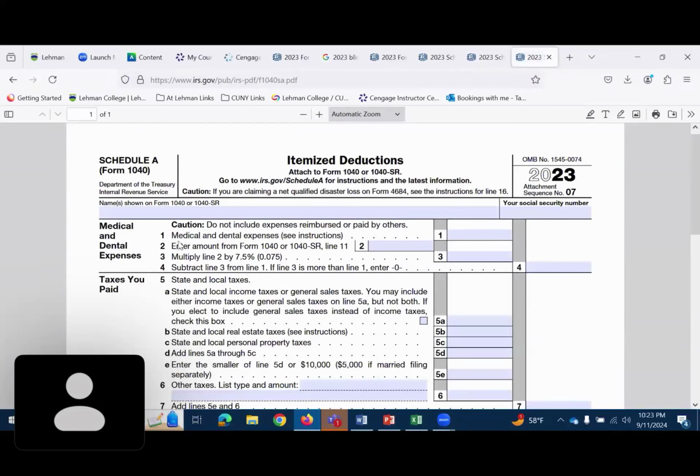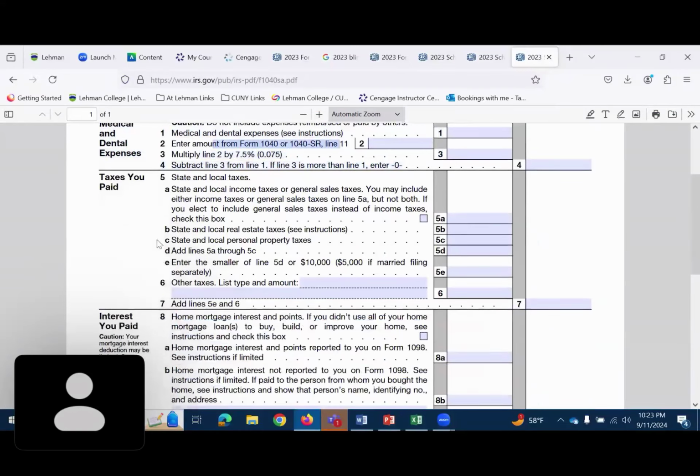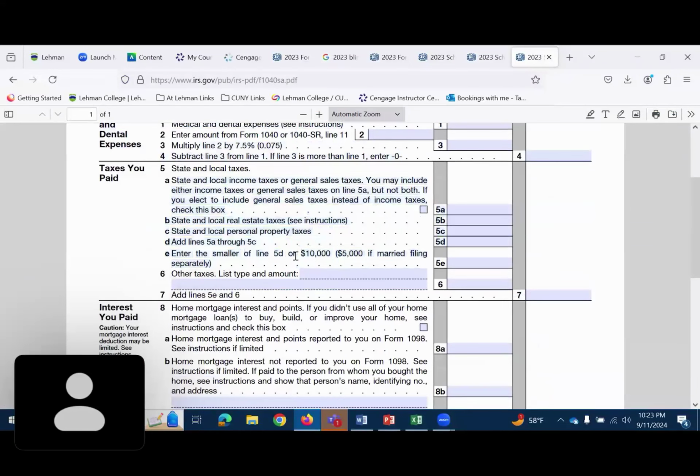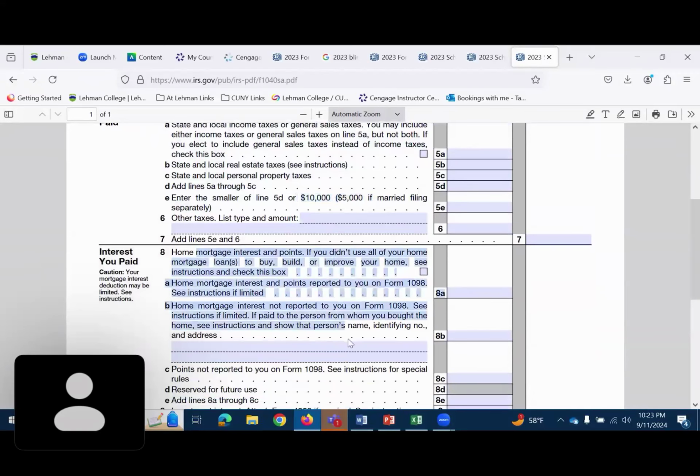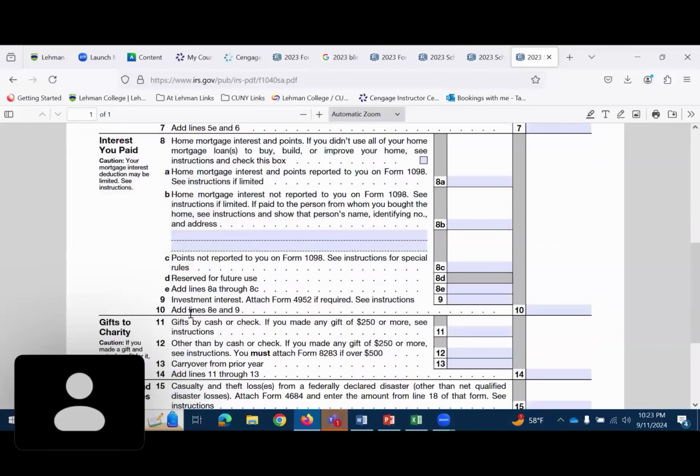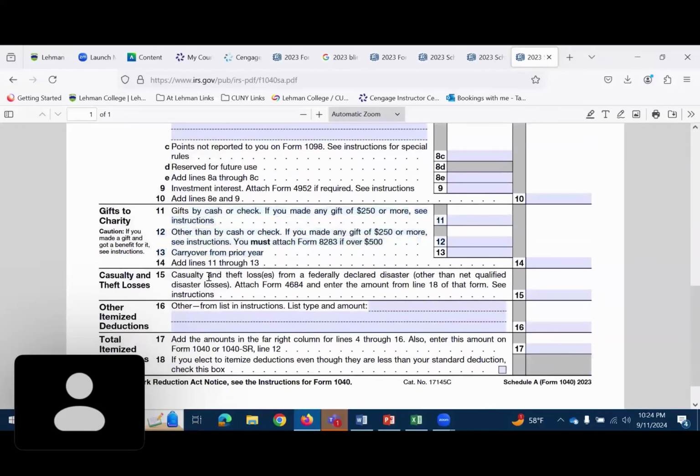Schedule A has a few categories. Medical and dental expenses, which are limited to 7.5% of your AGI. Taxes that you've paid throughout the year, which is limited to $10,000. Interest, certain interest that you pay can only be home or mortgage interest. That's it. Some gifts to charity, which must be made for the benefit of an organization that the IRS approves. Certain casualty and theft, and some other deductions.